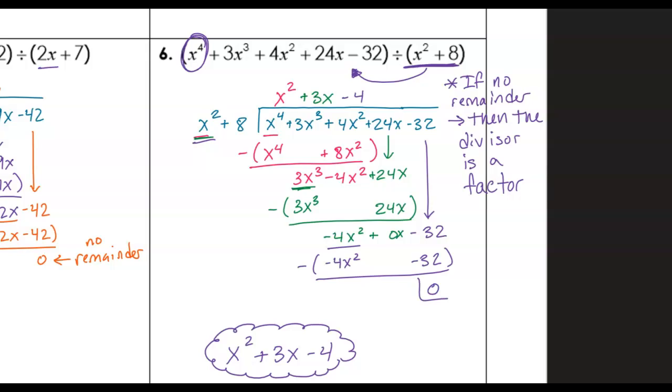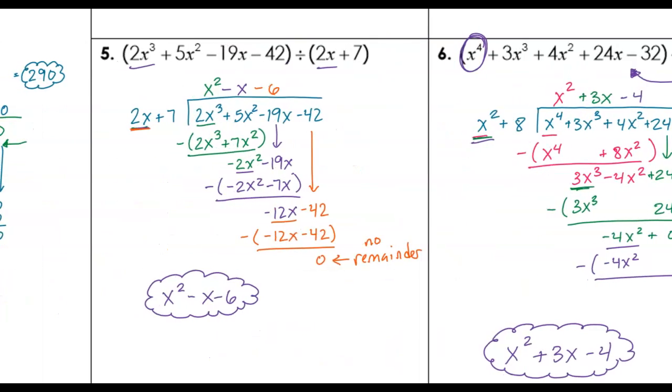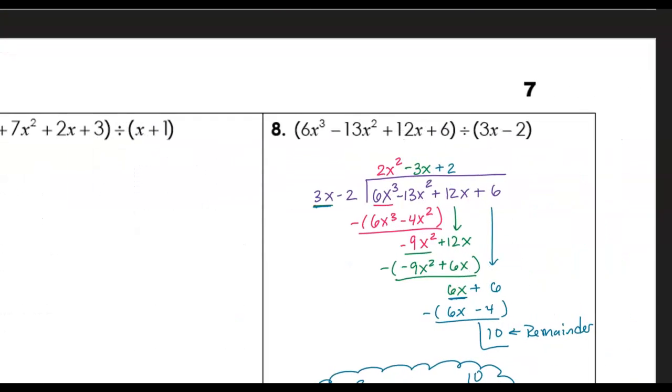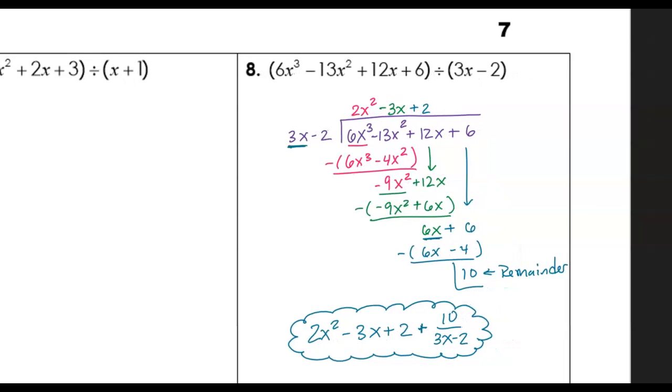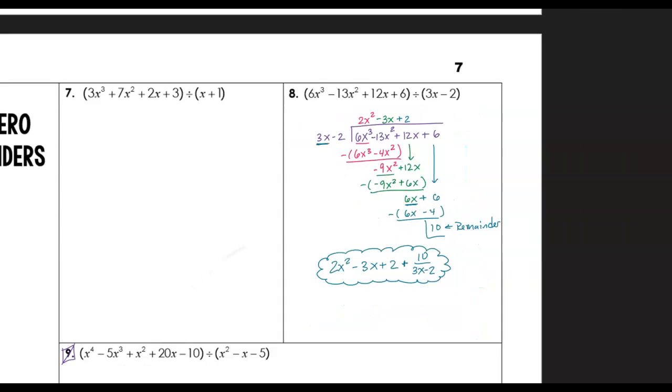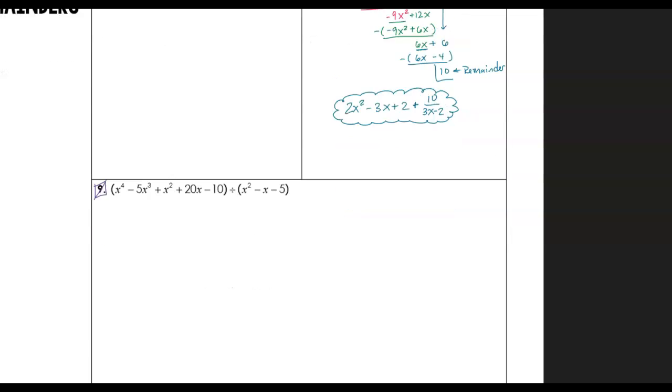If it divides evenly, it means that it is a factor of the polynomial. So here, x squared plus 8 is a factor of that polynomial, x to the fourth power plus 3x cubed plus 4x squared plus 24x minus 32. Here, 2x plus 7 is a factor of that cubic function. Here, 3x minus 2 is not a factor because there is a remainder. So 3x minus 2 is not a factor of that cubic function. That's what dividing tells you. Tells you whether or not there's a factor, or it is a factor.